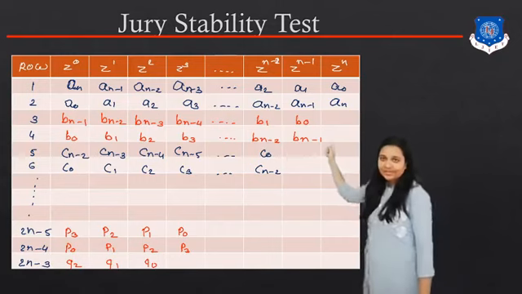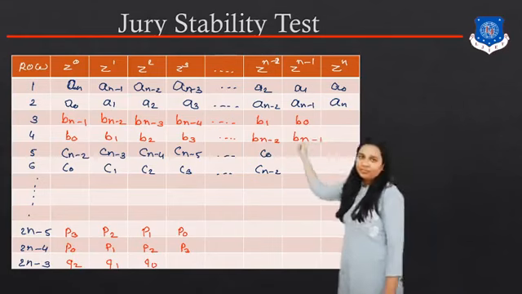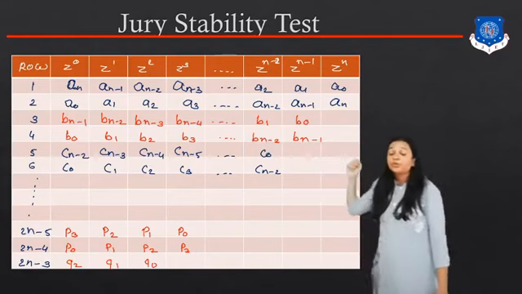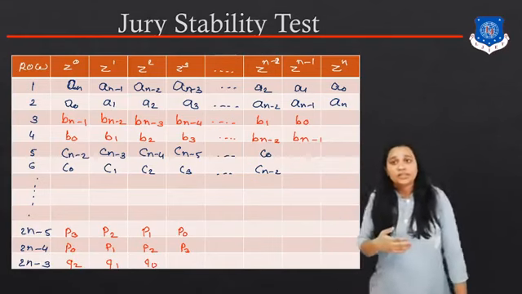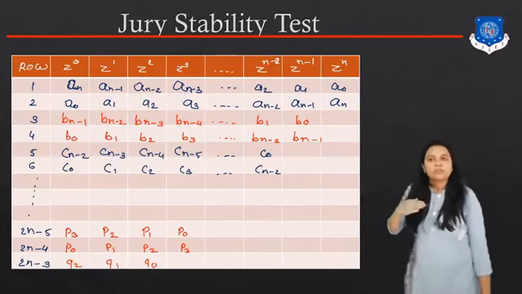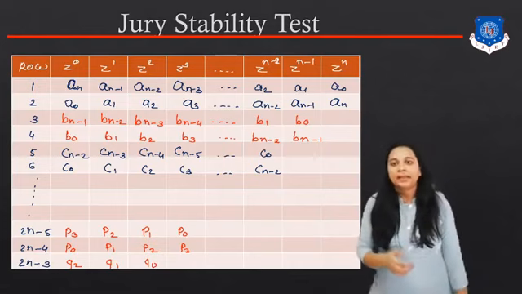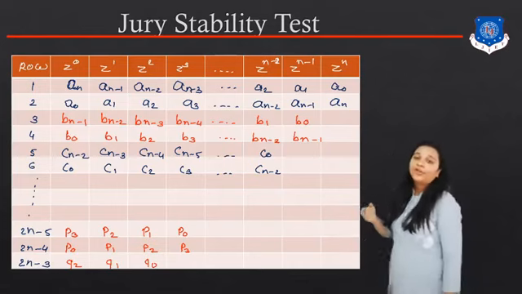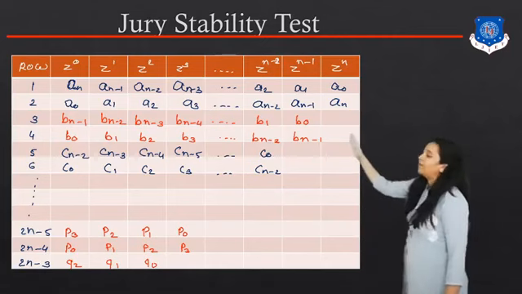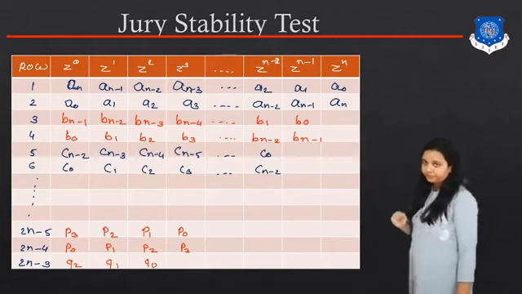So it is bn minus 1, bn minus 2, bn minus 3 up to b1, b0. In the question or in the system, they will give only the information about the first two rows. After that, we have to apply the formula using the Jury stability test, and then we have to write the value of bn minus 1, bn minus 2 up to b1, b0.